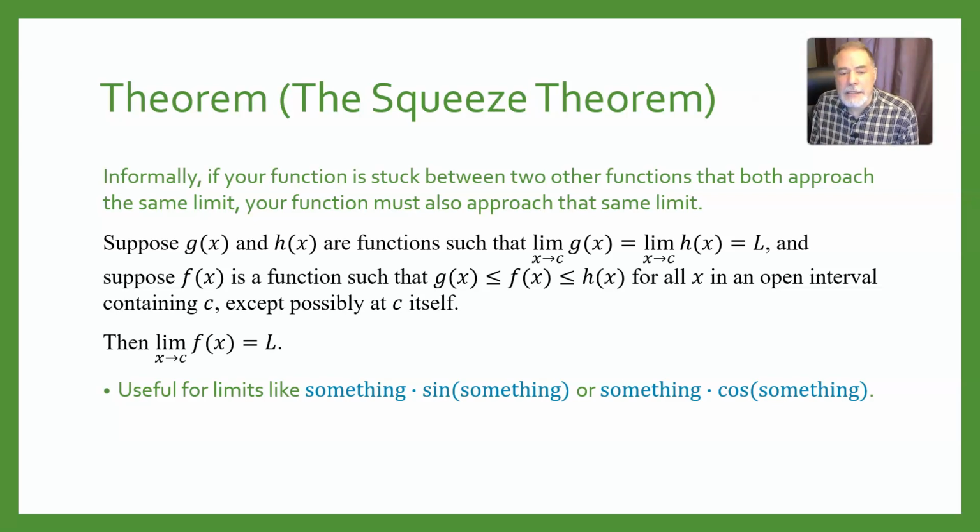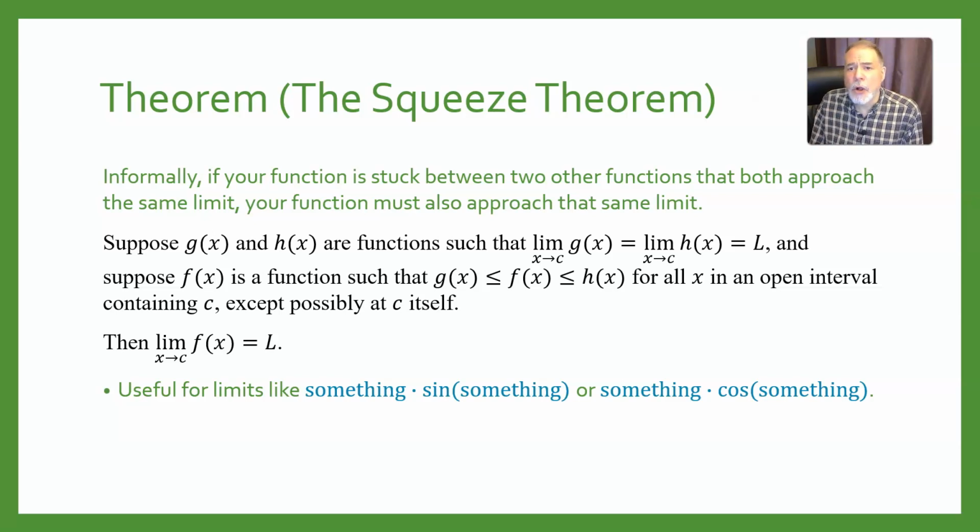So g of x is less than or equal to f of x is less than or equal to h of x. So f of x always has a value that's greater than or equal to one of the functions, but less than or equal to the other one, for all x in some open interval containing c, except possibly at c itself. So that happens for all the x's that are close to, but not necessarily equal to, the number that x is approaching. In that case, the limit as x approaches c of f of x is L. That is, it's the same limit as the limit of g and h.